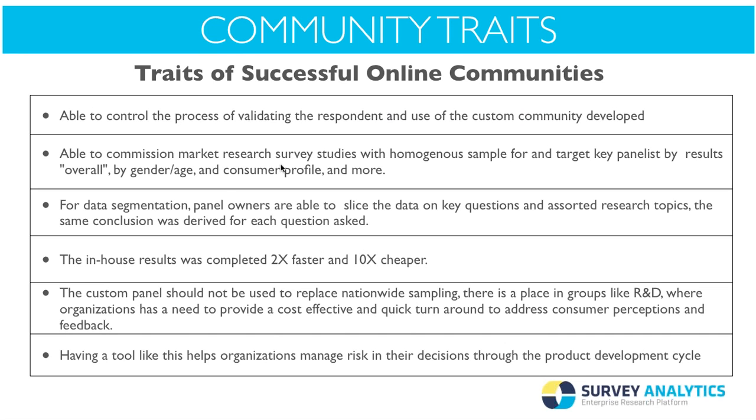The other community trait is that the in-house results are completed 2 times faster, and it's 10 times cheaper. This is probably one of the biggest things in terms of cost savings. So not only are they able to control the entire study in-house, but they're also able to get the results faster, and so that results in quicker decision making for their company. And in addition to that, they're saving a lot of money versus having to outsource it to a sample firm, or if they need to supplement it with in-house and sampling, they're still saving themselves quite a bit of money.